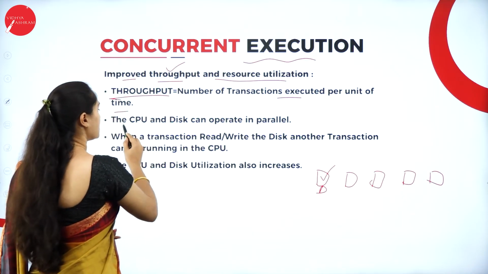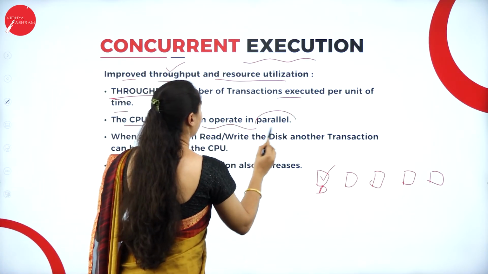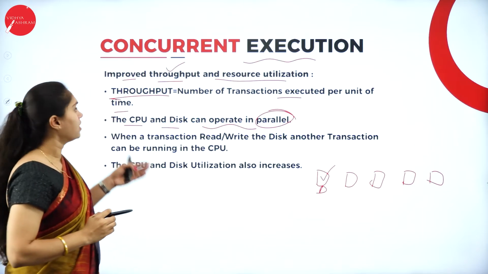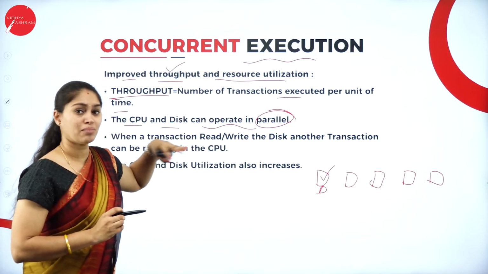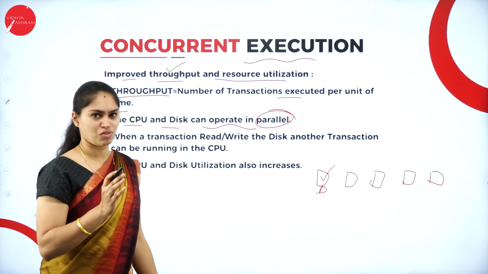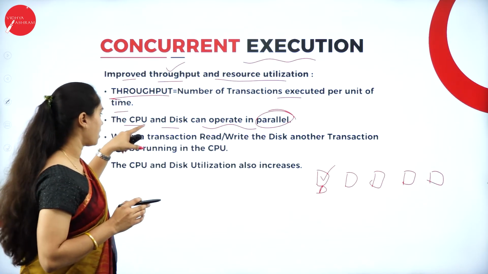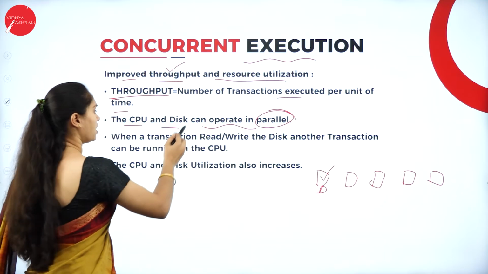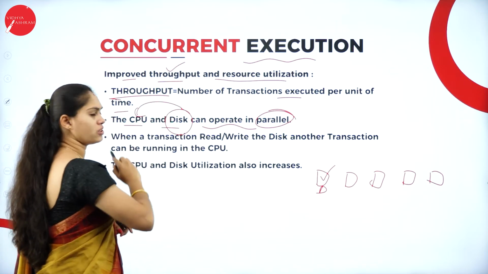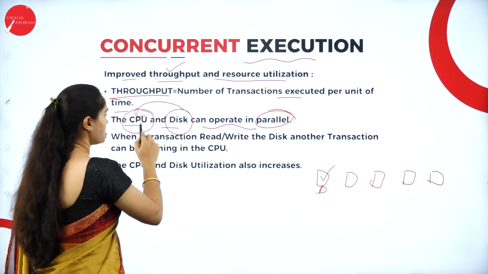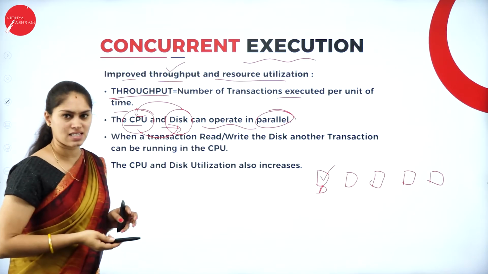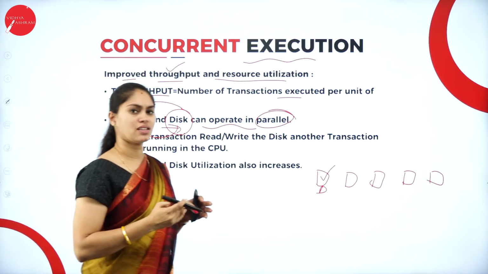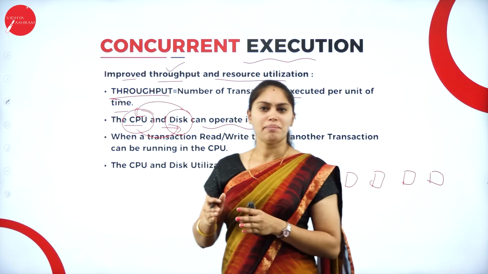And also the CPU and disk can operate in parallel. So if we have this concurrent execution, at the time resources are going to be utilized in an efficient manner, so that at that time the CPU and disk are going to operate in parallel. Whatever content we have in the disk will be copied to the CPU and it is going to process. Again this will be sent back to the disk for storage purposes. That means we are taking the operation in a parallel manner.